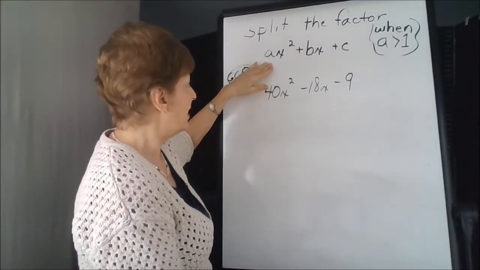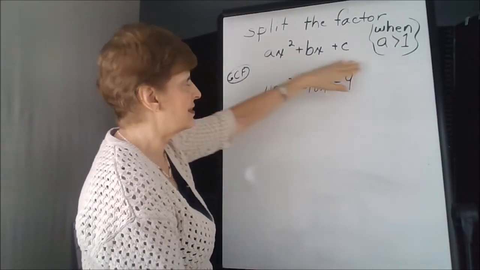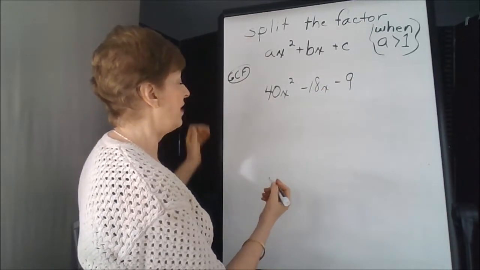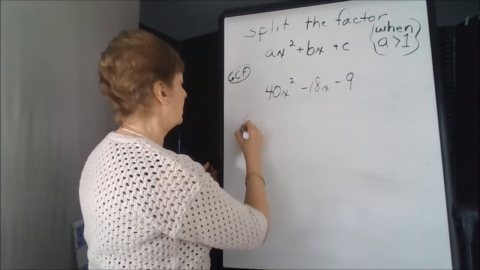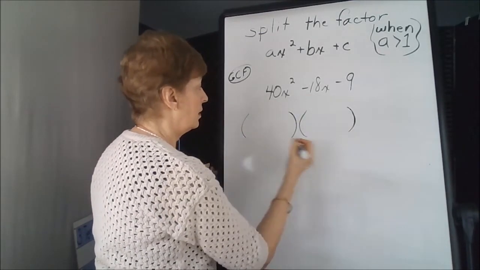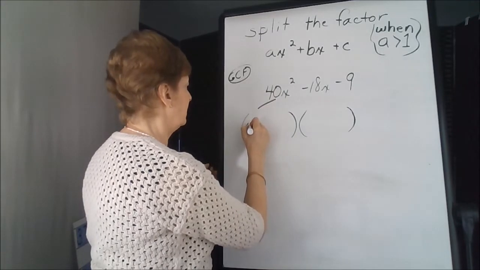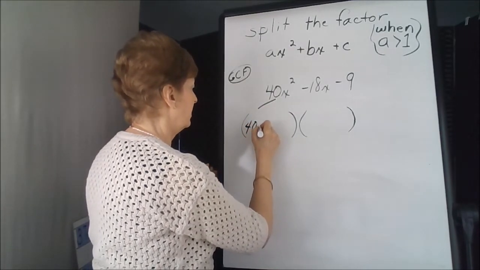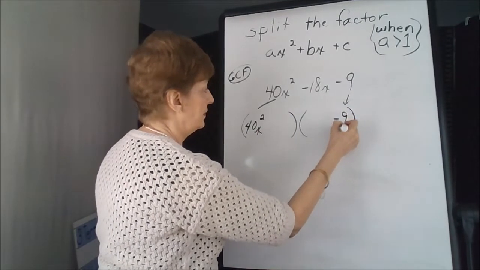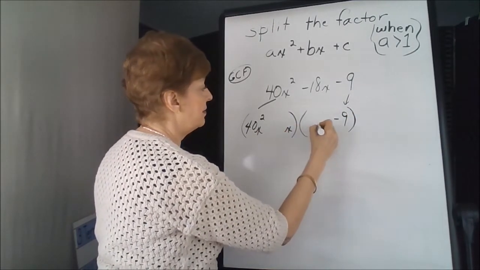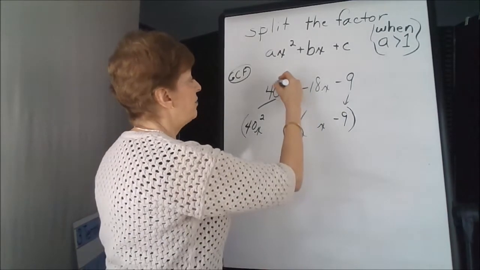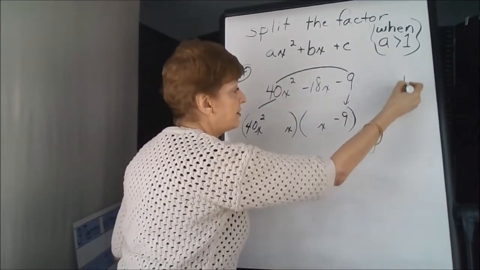40 as a coefficient of the x is a lot larger than 1. So we're going to have to split the factor. Let's populate this. And we can put our x's in the middle here because we know we're going to need them. Then we're going to find out what our factor is.